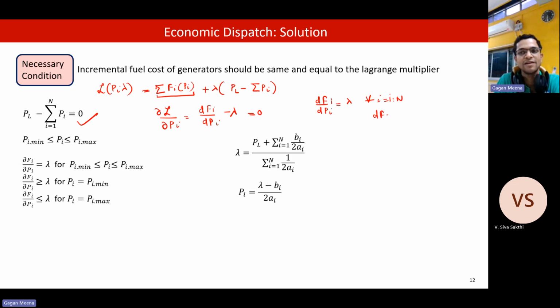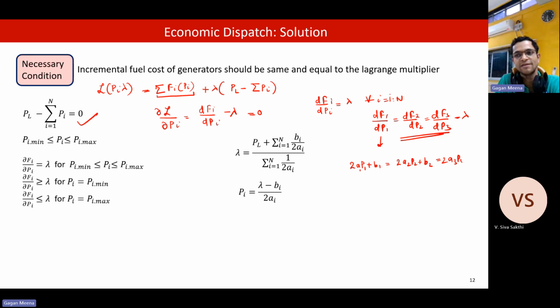If we have 3 generators, then dF1 by dP1 is equal to dF2 by dP2 is equal to dF3 by dP3, and this is equal to lambda. And if we have a quadratic cost curve, then this is 2A1P1 plus B1 is equal to 2A2P2 plus B2 is equal to 2A3P3 plus B3, and this is lambda.